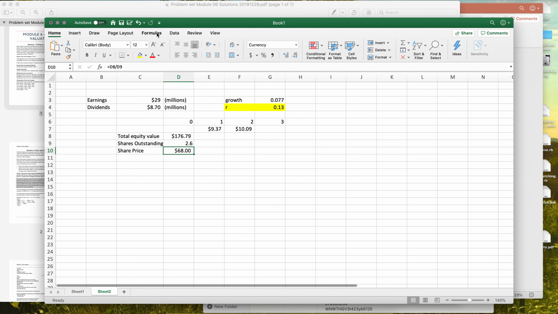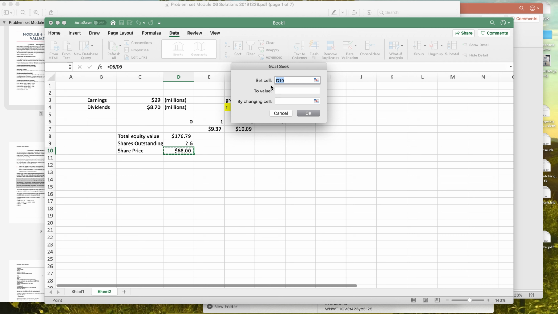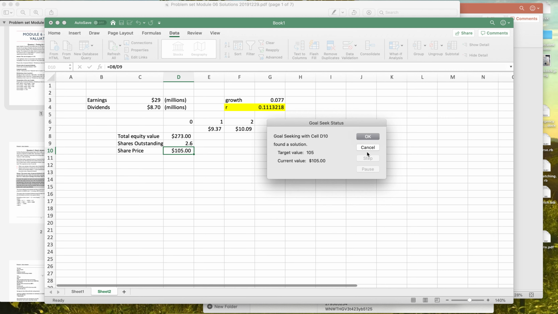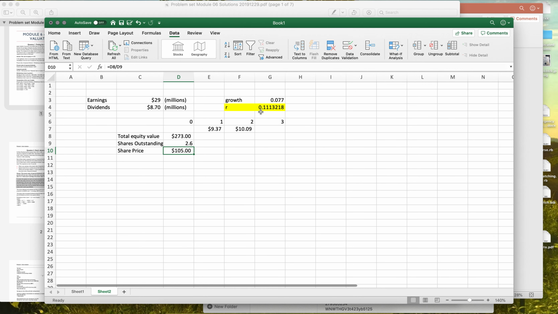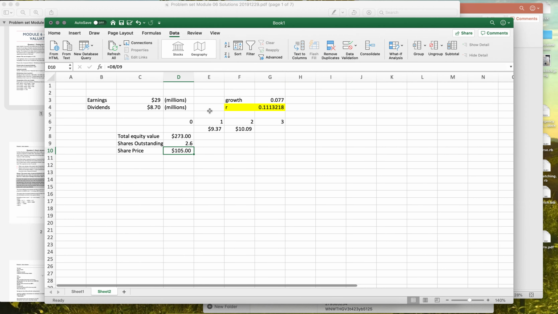And so what we need to do is goal seek: Data, Goal Seek. We're going to set D10 equal to 105 by changing R. 11.13 is the solution. So intuitively, this is the rate of return that is required to set the share price equal to $105.